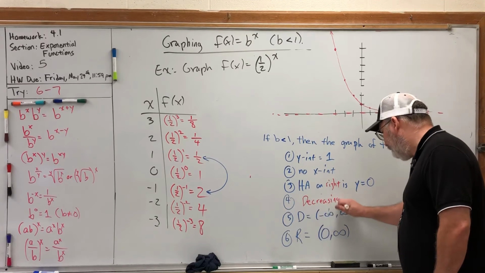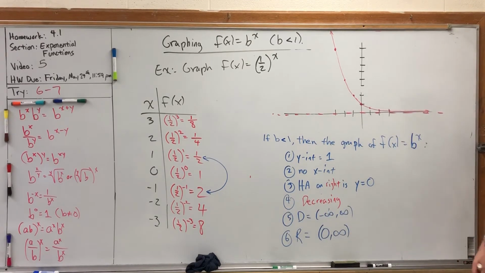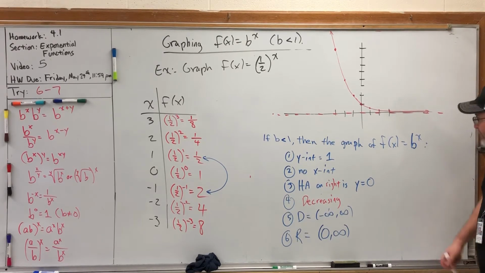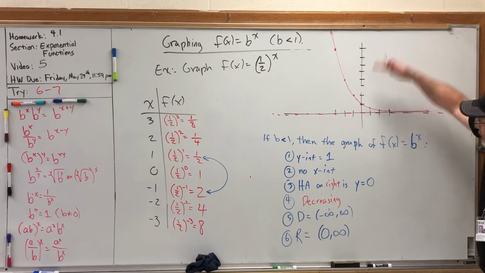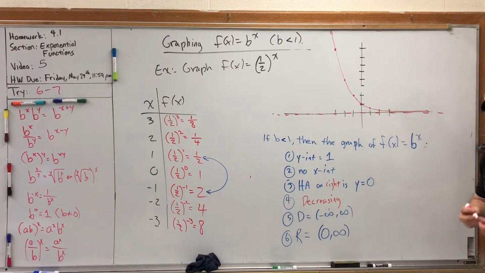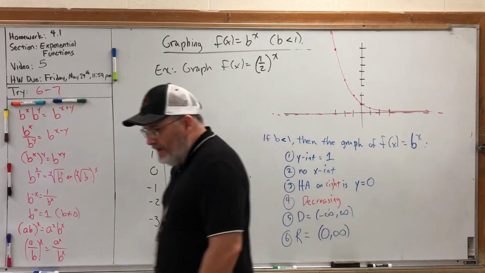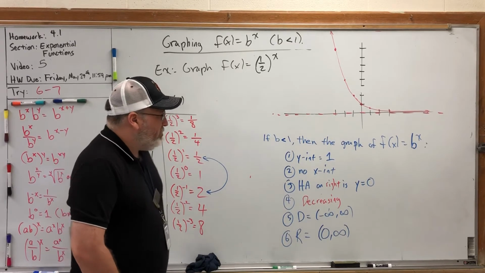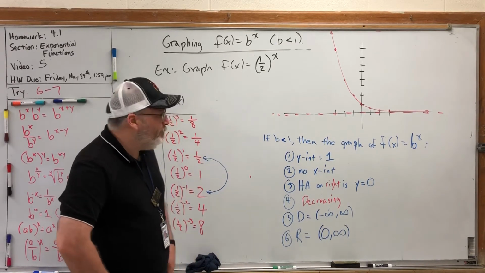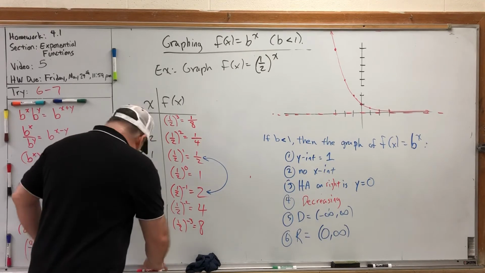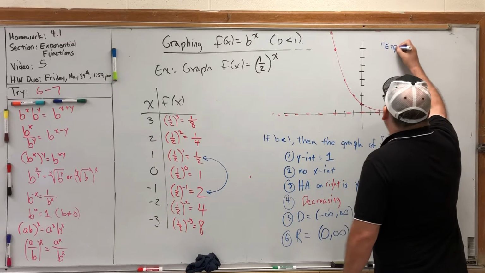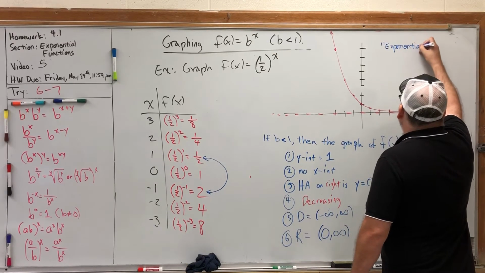So that changed. Is the domain still negative infinity to infinity? Yes. Is the range still 0 to infinity? Yes. So the only thing that changed is things relative to being left and right. Horizontal asymptote on the right instead of the left, and it's decreasing instead of increasing as we move from left to right. This type of graph is called exponential decay.